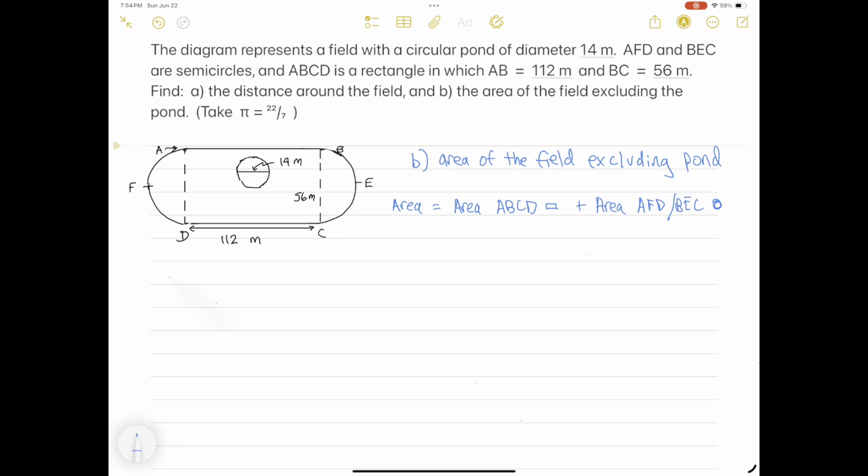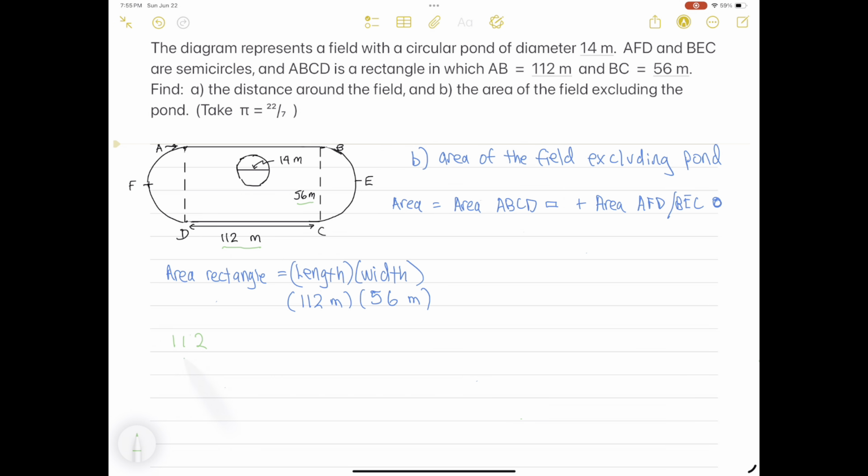The formula for the area of a rectangle is length times width. And I write that down to begin my work. On the next line, I substitute 112 meters for the length and 56 meters for the width. And I highlight in green on the figure where those numbers come from. Now I am ready to do the calculation, 112 times 56, and I do that calculation on the side.